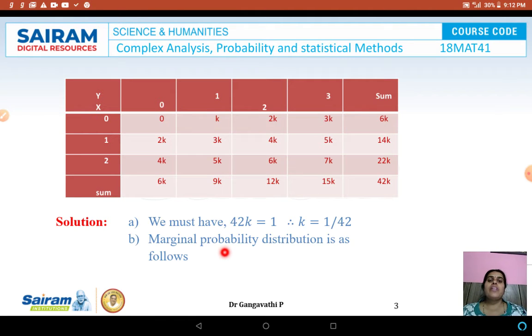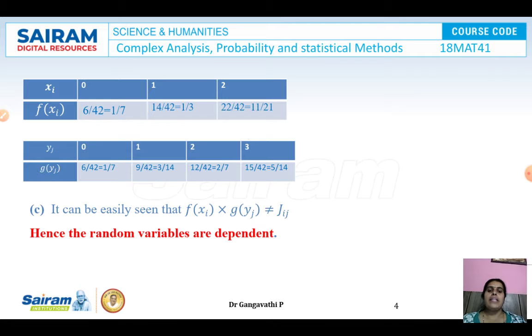Now sub question 2 is to find the marginal distributions, with the value of k. If I add these row elements, we get 6k, 14k, 22k. Substituting the value of k, these are the marginal distributions of x, with k equal to 1 by 42. And these values give us the marginal distribution of y, which we can tabulate like this. This is the marginal distribution of x and this is the marginal distribution of y. Okay, so now let us go for the third sub question, which is C.